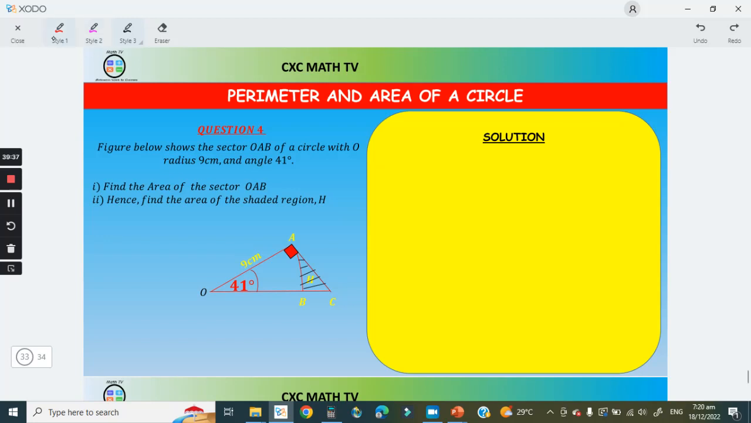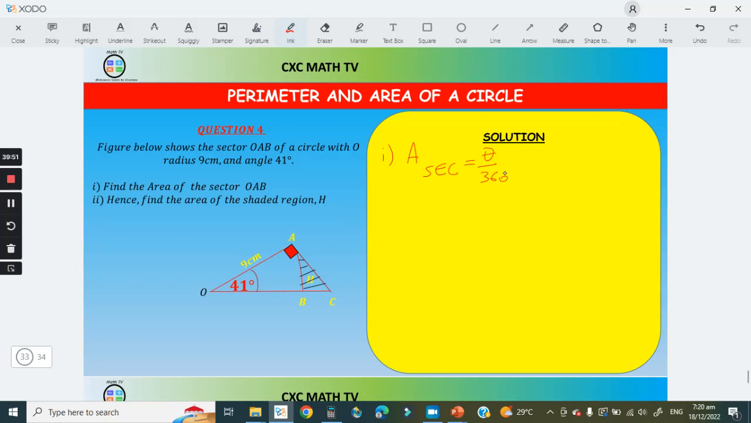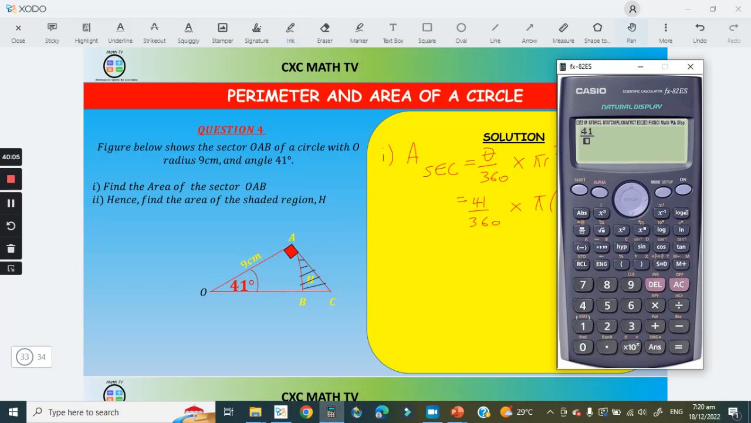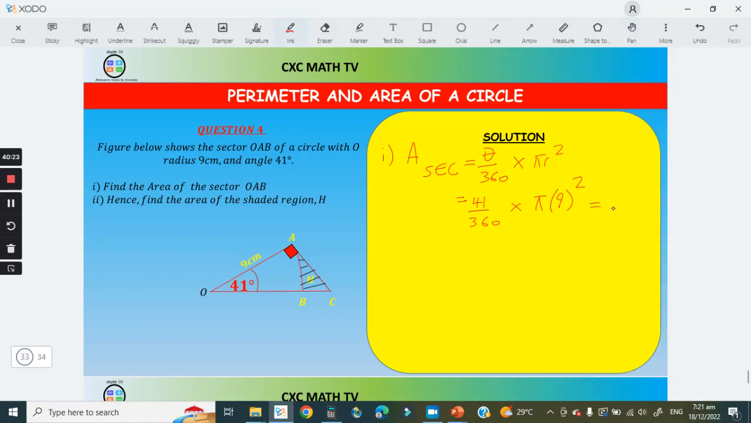Alright, let's go. First thing is they told us it's a sector. So for part 1, what do we know? The area of a sector, we know the formula is theta over 360 times pi r squared. Theta is 41. 41 over 360 times pi times the radius being 9 squared. Put that in a calculator for me, please. Don't stress yourself. No issues so far. This is straightforward. 28.98. Or I'm just going to round it off to 29 centimeters squared.